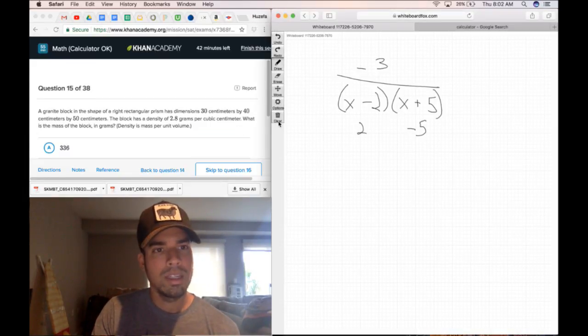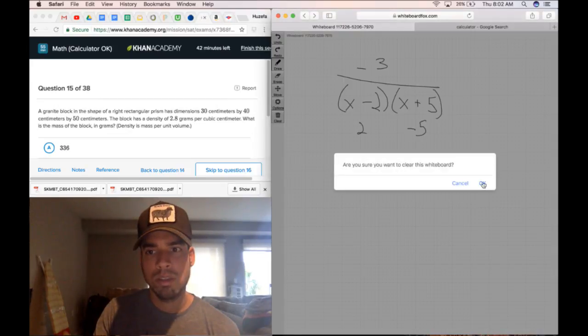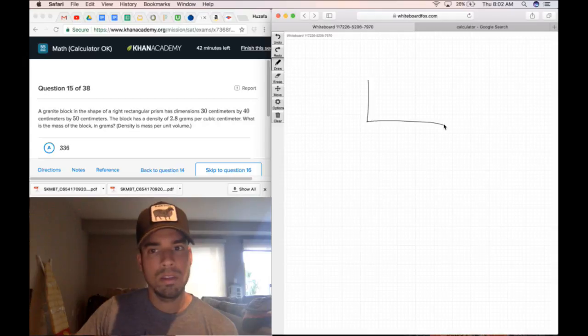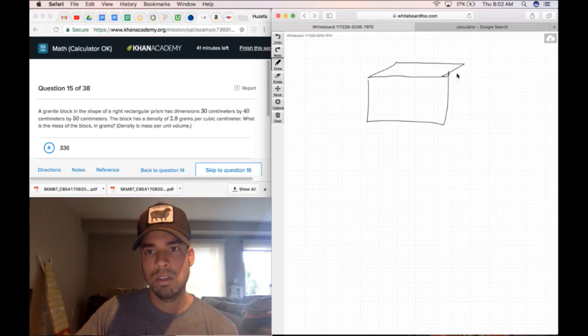A granite block in the shape of a right rectangular prism has dimensions. I'm going to draw it out immediately, like this.